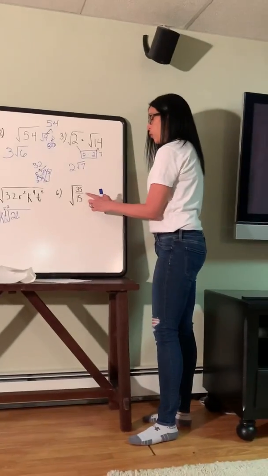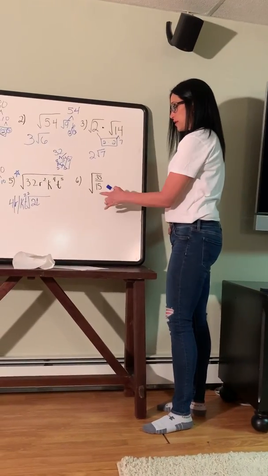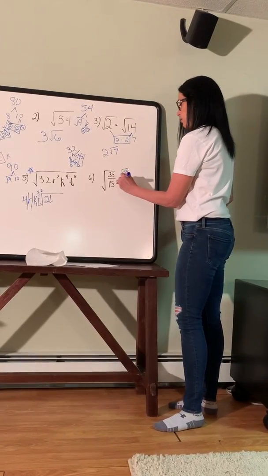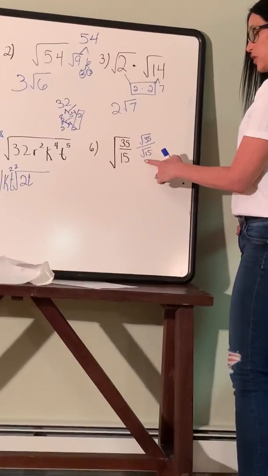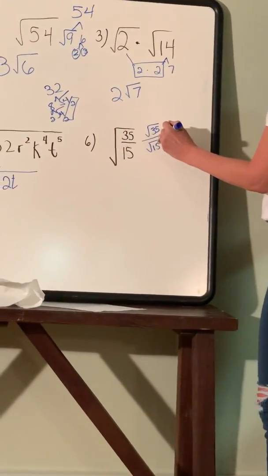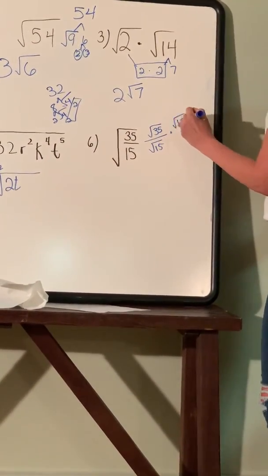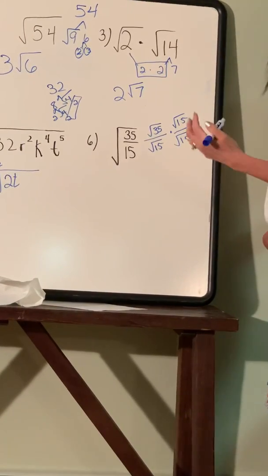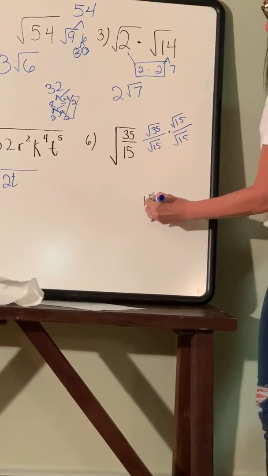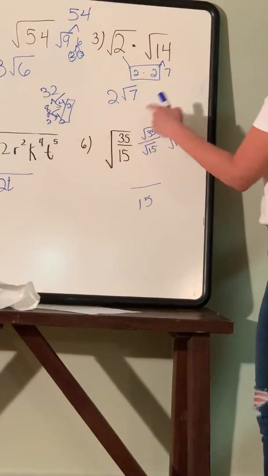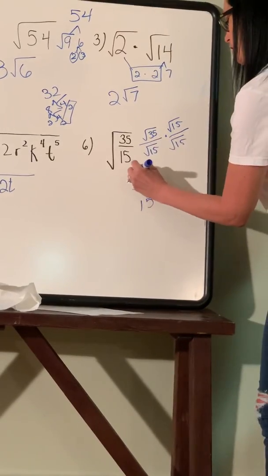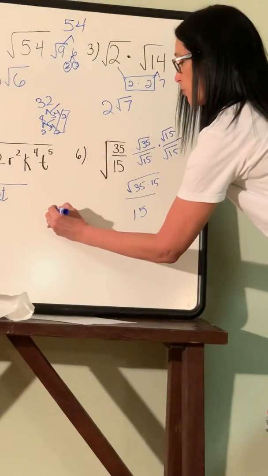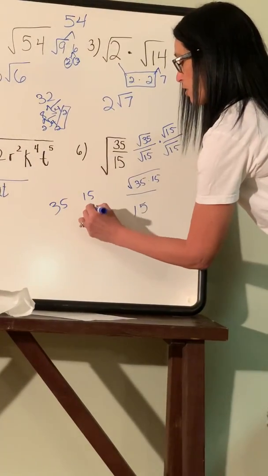Now here, we cannot have a radical in the denominator because what this really is radical 35 over radical 15. So in order to get rid of a radical on your denominator, multiply the top and the bottom by your denominator. So radical 15 times radical 15 is just 15. Then on the top, we have to break all this down. So what I'm really doing is radical 35 times radical 15. So I'm going to break down the 35 and the 15 next to each other.